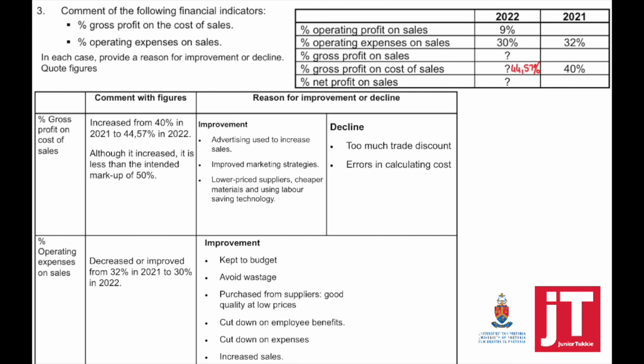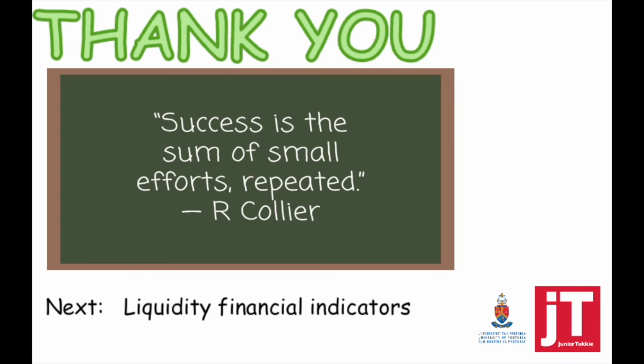So if we look at possible reasons, explanation, they kept to the budget. They avoided any wastage. Purchase from suppliers good quality at low prices. Cut down on employee benefits. Cut down on expenses and they've increased the sales. So these could be possible reasons for improvement.